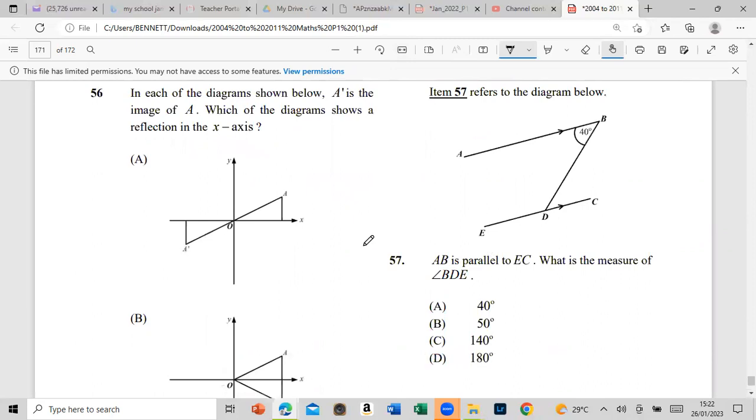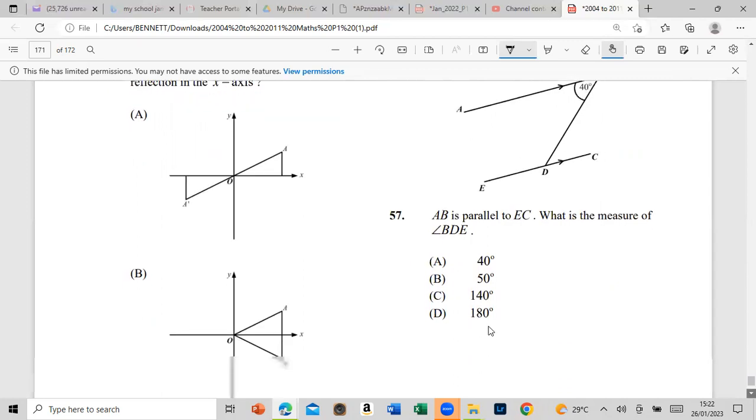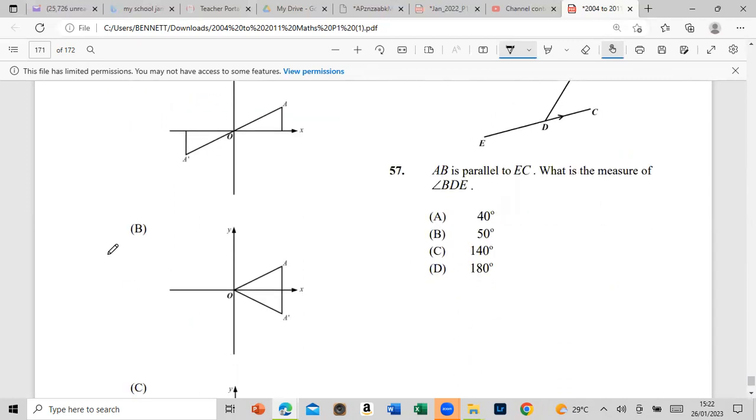56. In each of the diagrams shown below, A prime is the image of E. Which of the diagrams shows a reflection in the x-axis? So this will be E. See the x-axis here? That's the mirror line.